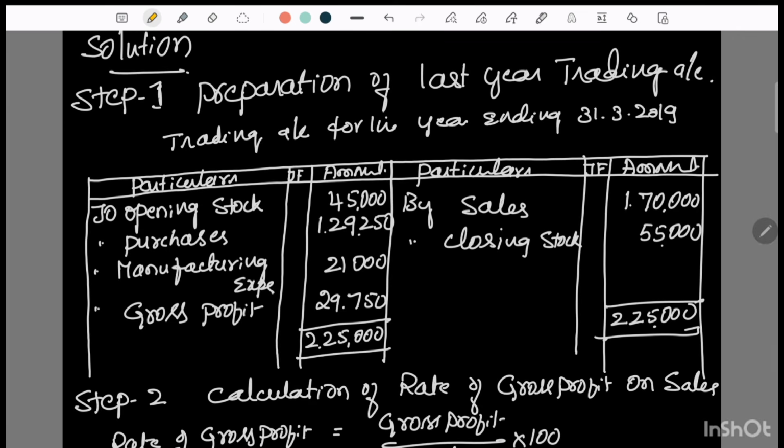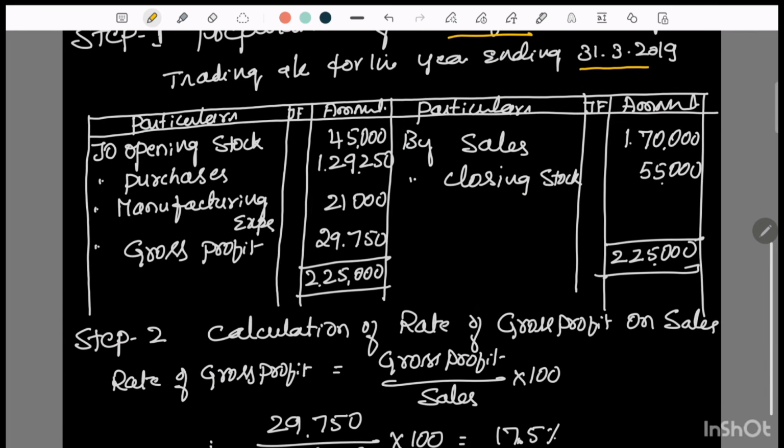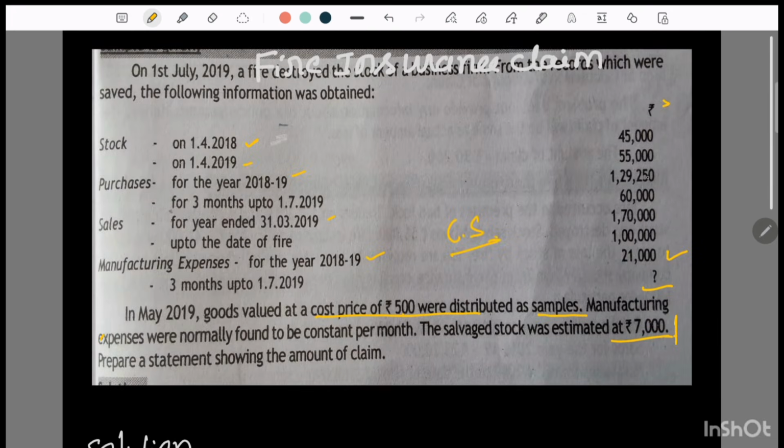Okay, let's look into the solution part. First we are preparing the last year trading account, that's the trading account for the year ending 31st March 2019. Based on the available information, as I told, opening stock, closing stock, purchases, sales and manufacturing expenses are all given. We take these to find the gross profit. Opening stock 45,000, purchases 2,29,250, manufacturing expenses as given in the problem 21,000, sales given, and closing stock available in the problem.